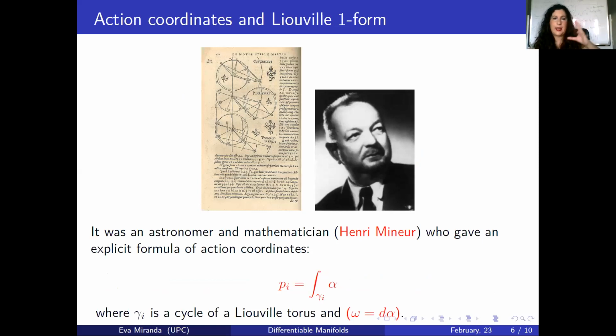Okay, Arnold, Liouville-Mineur. So I said Liouville-Mineur-Arnold because I do this not in alphabetical order, I do this in chronological order. All right. So that's a picture of Henri Mineur. Henri Mineur, if you look at Wikipedia, has an important role in the resistance in France. And I think it's very interesting to follow the story of his life. But he was also an astronomer and mathematician, and in particular gave explicit formulas of these action coordinates.